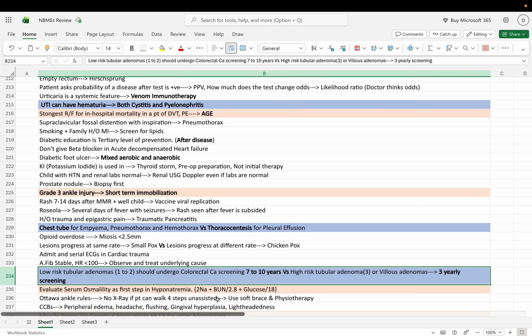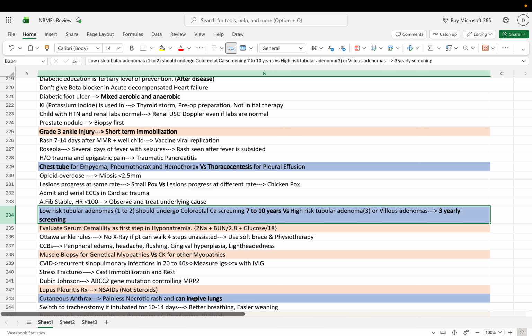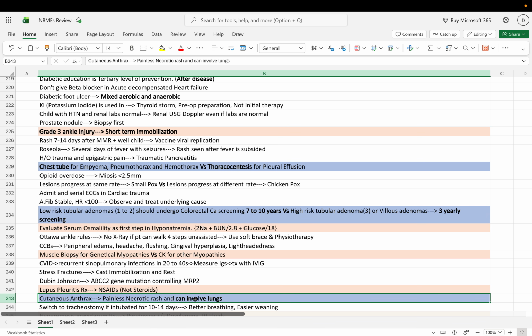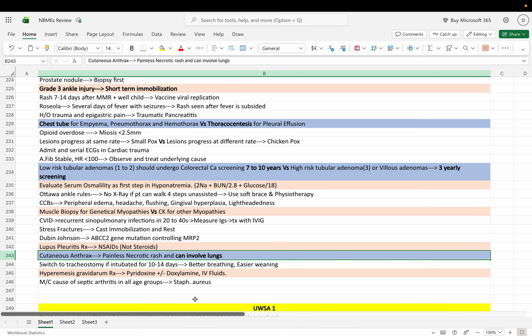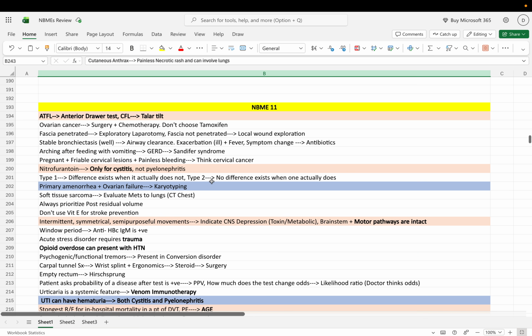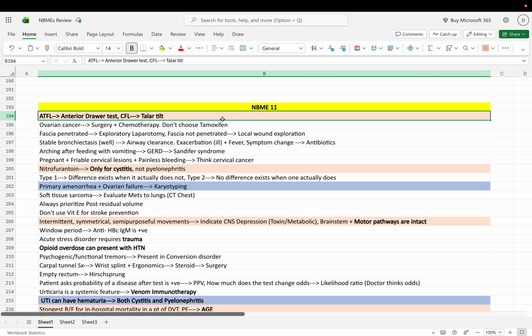Low risk tubular adenomas should undergo colorectal cancer screening every 7 to 10 years, whereas high risk tubular adenoma or villous adenoma should undergo screening every 3 years. Cutaneous anthrax can present with painless necrotic rash and edematous swelling. It can involve the lungs.